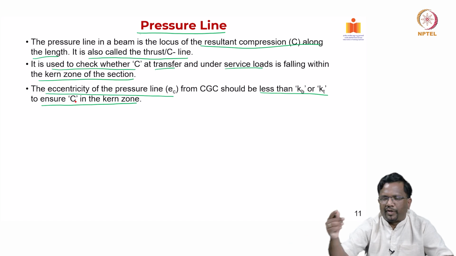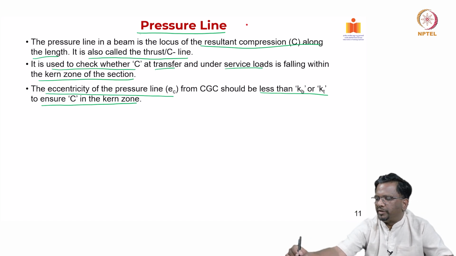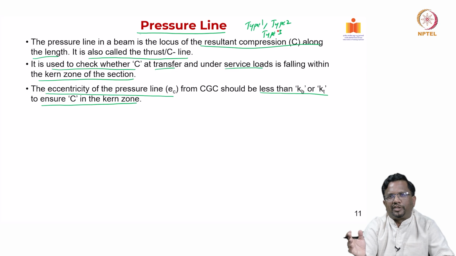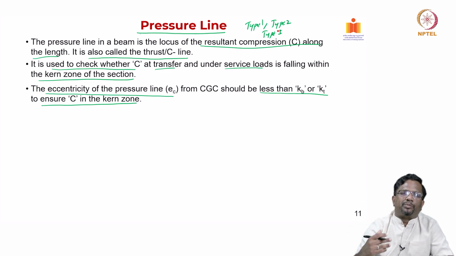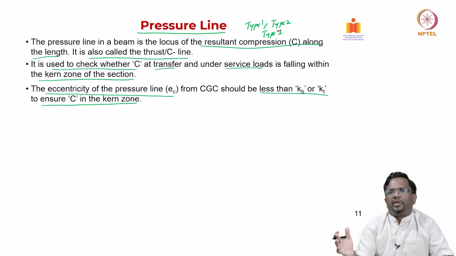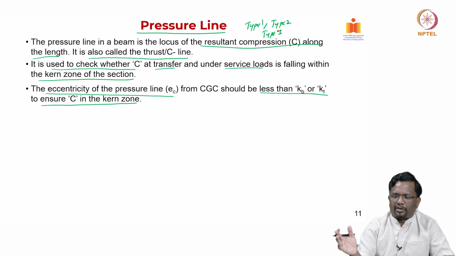Now, we again have three types of designs: type 1, type 2 and type 3. In type 1, the stress can never go to tension. In type 2 and type 3, stresses can become tension, but there are limits for it. So, these are the three types of members that we design for flexure. In type 1, absolutely no tension stresses are allowed, but in type 2 and type 3 we allow tension stresses, with limits.